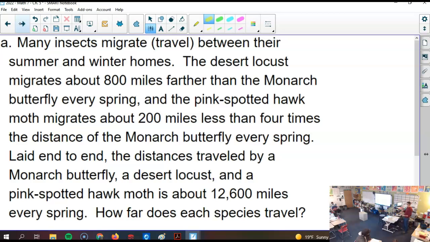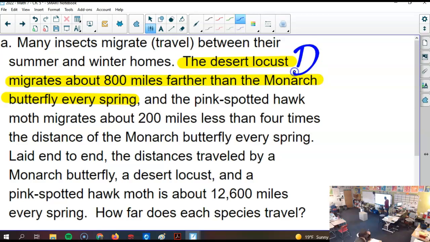Can you tell me one thing to highlight in one color? I will go with the desert locust migrates about 800 miles farther than the monarch butterfly every spring. Yeah, the desert locust migrates about 800 miles farther than the monarch butterfly every spring. Kylie, what variable might you give to the desert locust? D. Sure. It's a desert locust. Everyone on your paper, write down D. And might as well put equals.